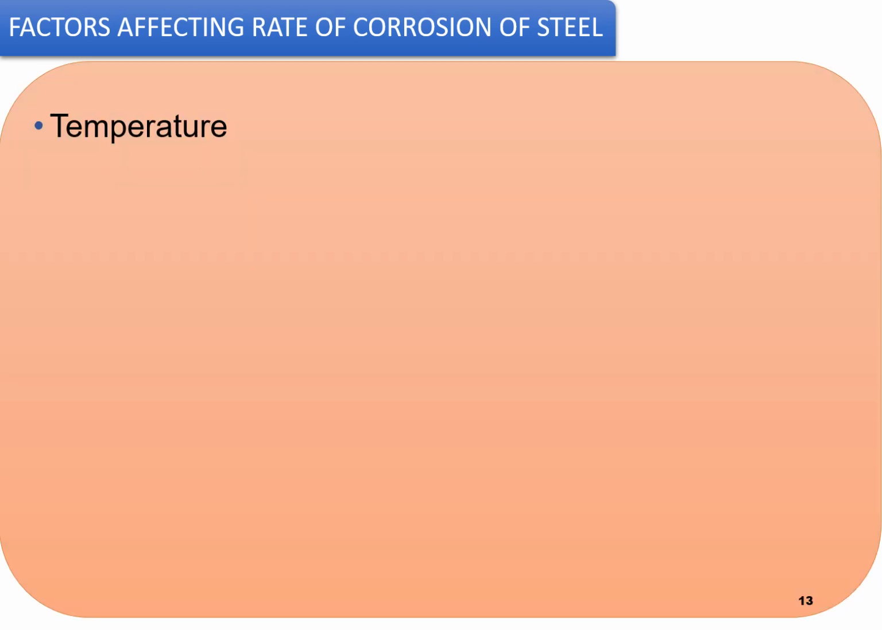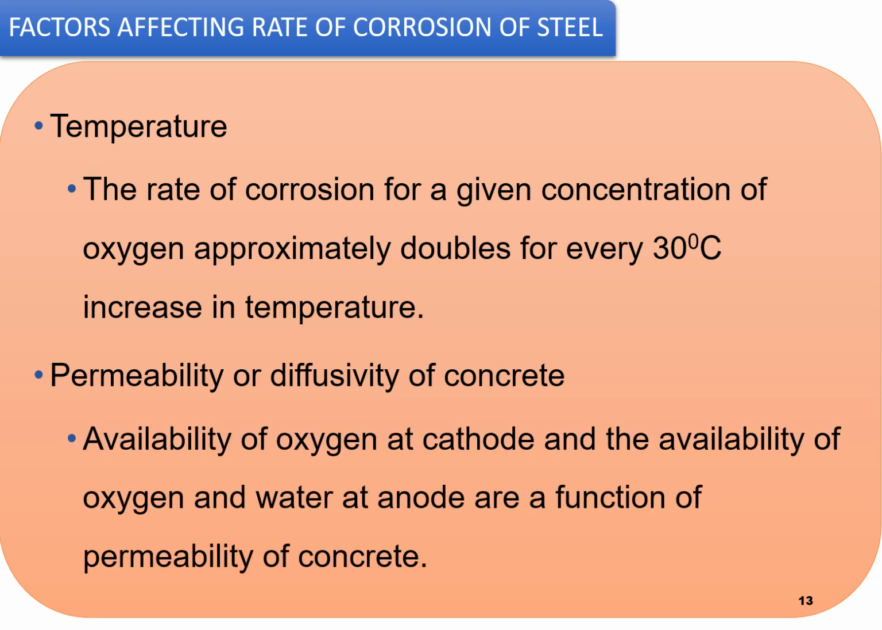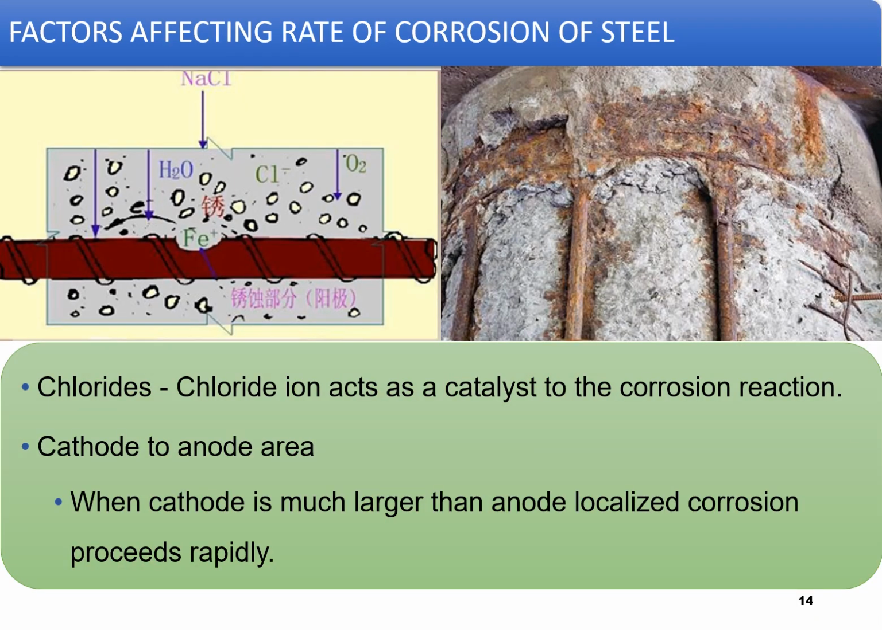If you see the temperature, the rate of corrosion for a given concentration of oxygen approximately doubles for every 30 degrees centigrade increase in the temperature. Permeability or diffusivity of concrete: the availability of oxygen at the cathode and the availability of oxygen and water at the anode are a function of permeability of concrete. Chloride ions act as a catalyst to the corrosion reactions. Cathode to anode area: when the cathode is much larger than the anode, localized corrosion proceeds rapidly, leading to spalling of concrete and exposing the steel to the environment.